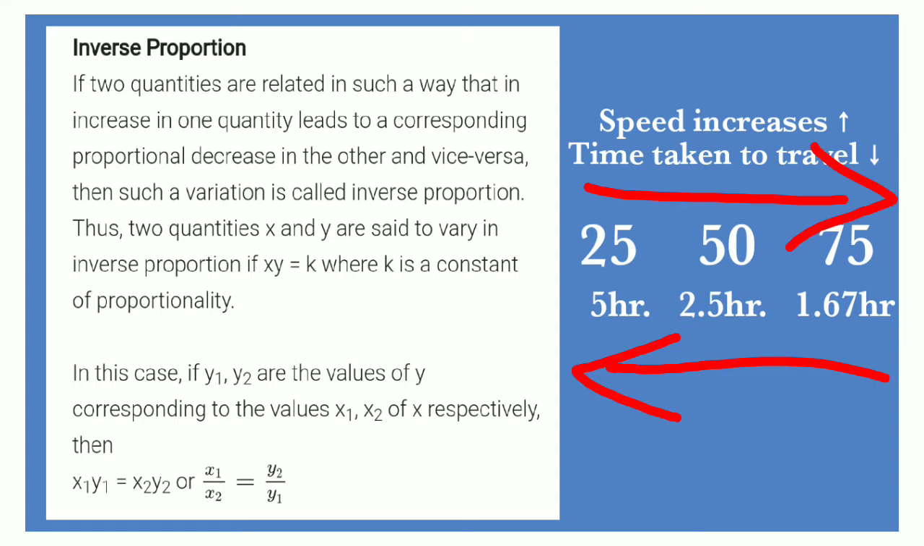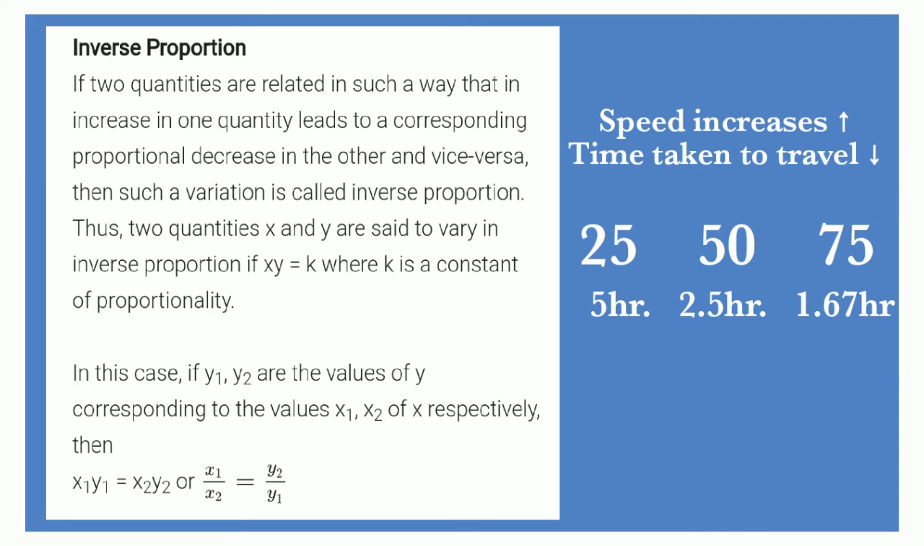Here 25 kilometer per hour is the speed of a vehicle. Then what is the time taken to travel? 5 hour. What if the speed increases, that is 25 to 50? So at 50 kilometer per hour, the time taken to travel is 2.5 hour. What about 75 kilometer per hour? It is 1.67 hour.